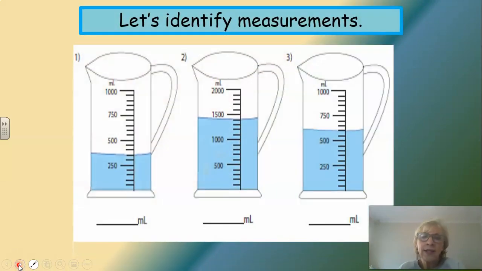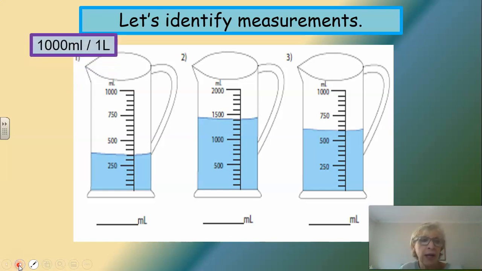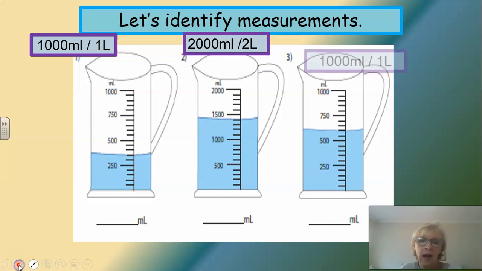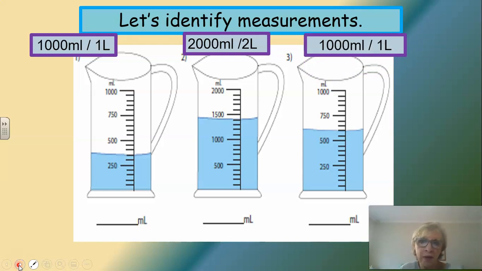measurements there. So let's start looking at how we would read these on our standardized jugs. And grade 3 says lots more we can do with this, but this is just to get us started, all right? So there are 3 jugs in front of us with different capacities and different amounts of water or liquid in them. The first jug holds 1 liter or 1,000 milliliters. The second jug holds 2,000 milliliters or 2 liters. And the third jug also holds 1,000 milliliters or 1 liter.